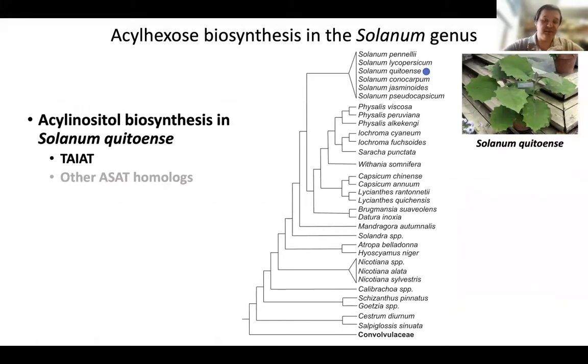My thesis work primarily focused on characterizing acylhexose biosynthesis in the Solanum genus. I'm not going to talk about most of the other work, but I'm going to focus on one particular species. It spanned multiple species, but I'm going to focus on Solanum ketonense in today's talk. So I'm going to describe the characterization of a handful of different enzymes in Solanum ketonense and their role in acyl sugar biosynthesis.